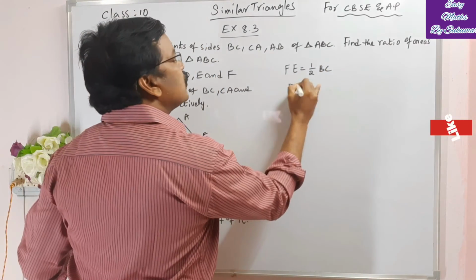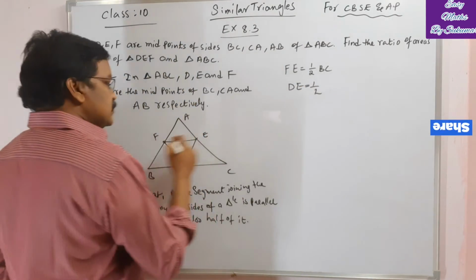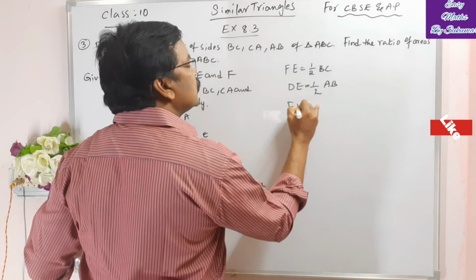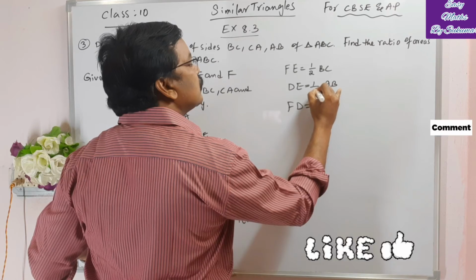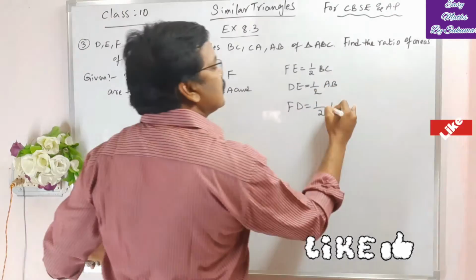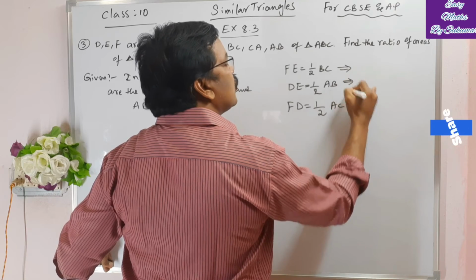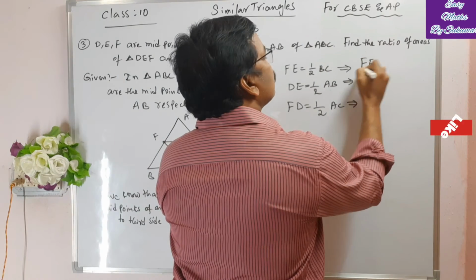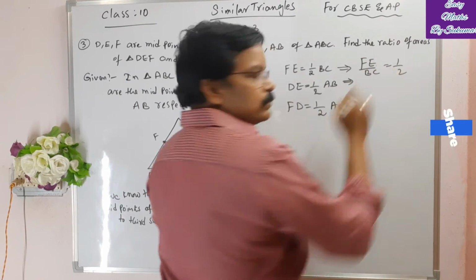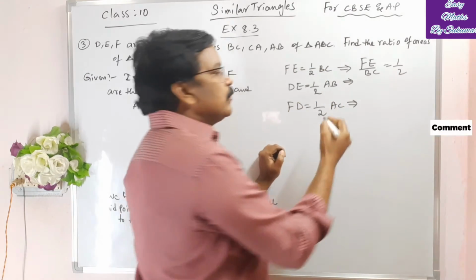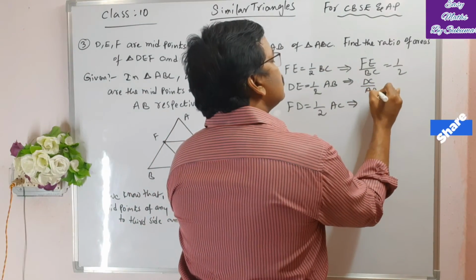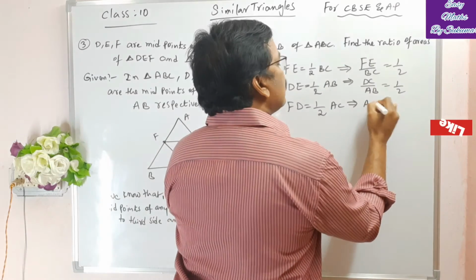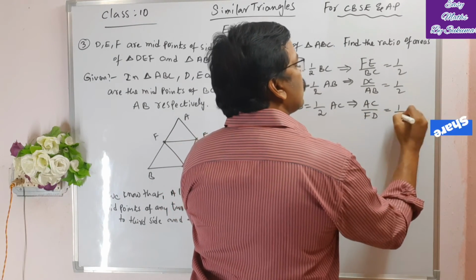Similarly, DE is equal to half of AB, and FD is equal to half of AC. So from these three equations, what do you write, my dear students? FE by BC is 1 by 2. Similarly, DE by AB is also 1 by 2, and FD by AC is also 1 by 2.